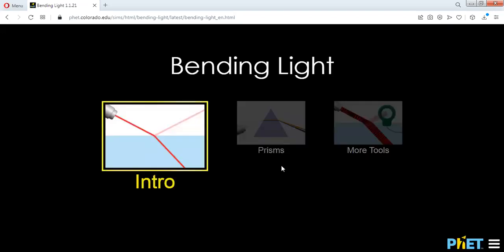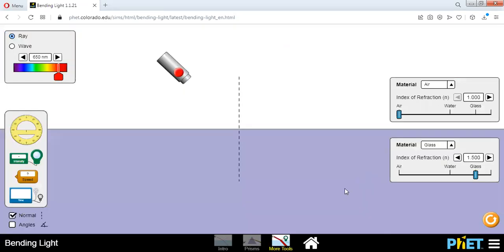So in the simulation page, we get three options: Intro, Prisms, and More Tools. In order to explain refraction, first I will move on to the More Tools page. Here you can see that there are two media. The top medium is air. The bottom medium is glass. And we have a laser generator. By pressing this red button, we can switch on the laser beam.